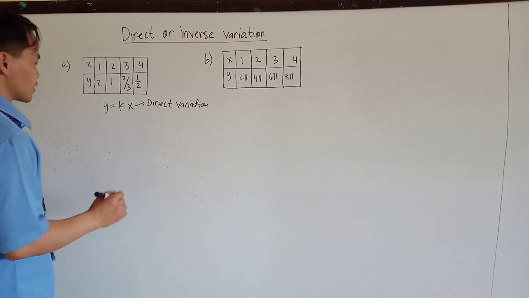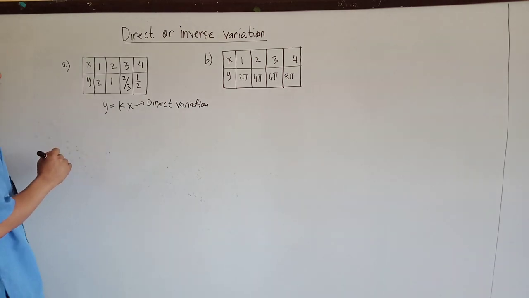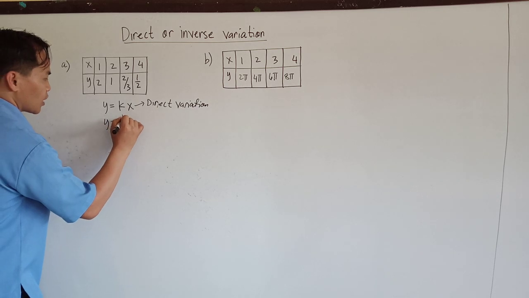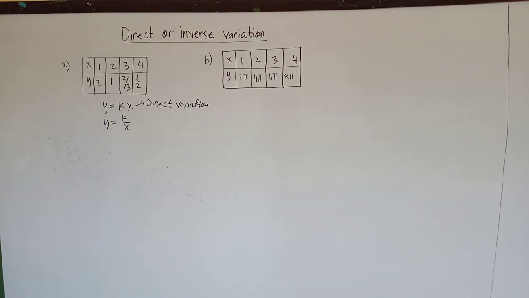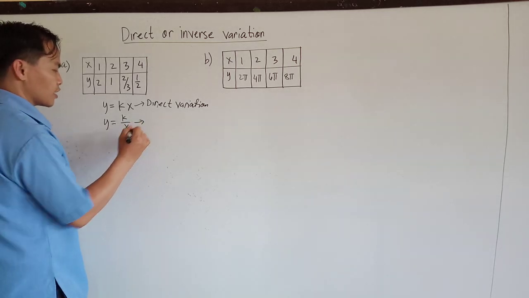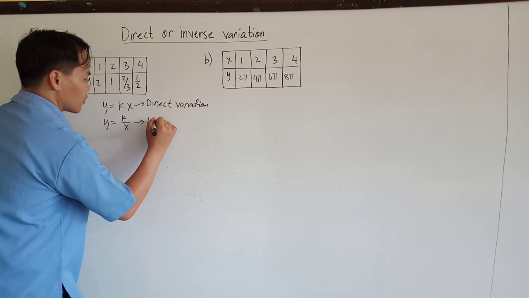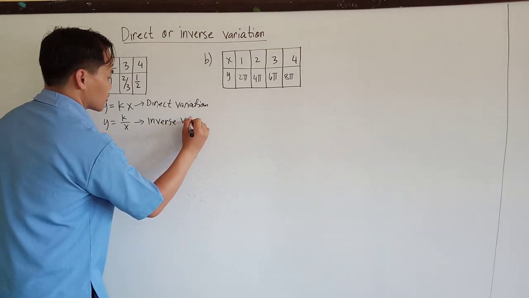Then for the inverse variation, we could say that y varies inversely as x. Therefore, y is equal to k over x. Okay? So that is how to identify the specific equation for the direct and inverse variation. This one is for the inverse variation.